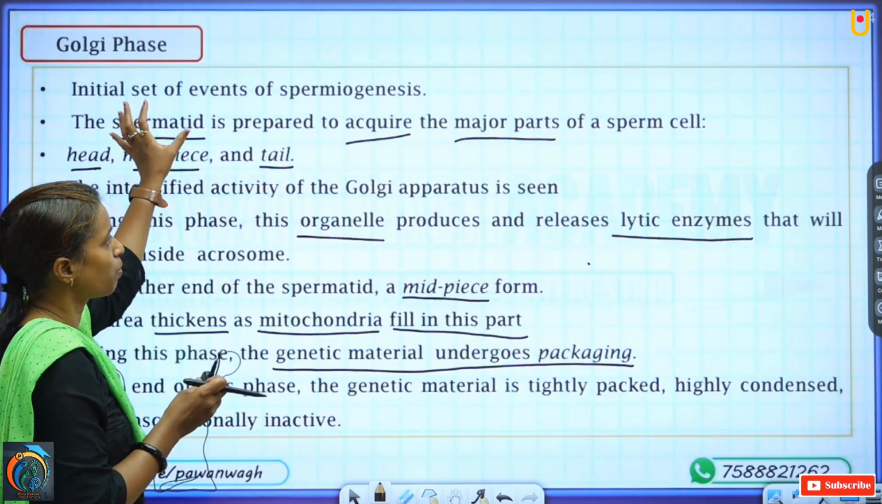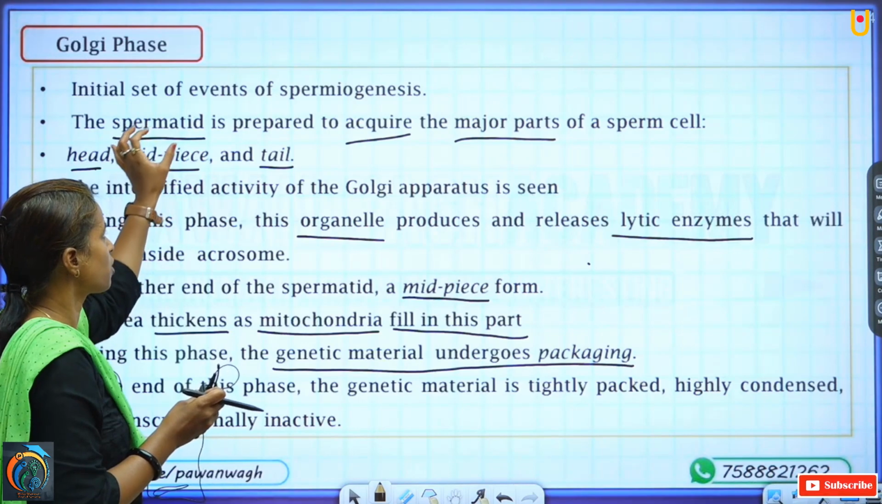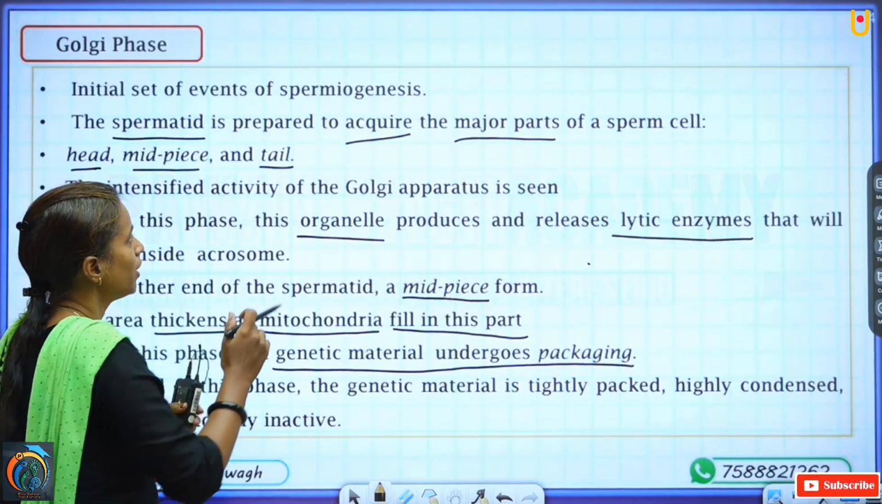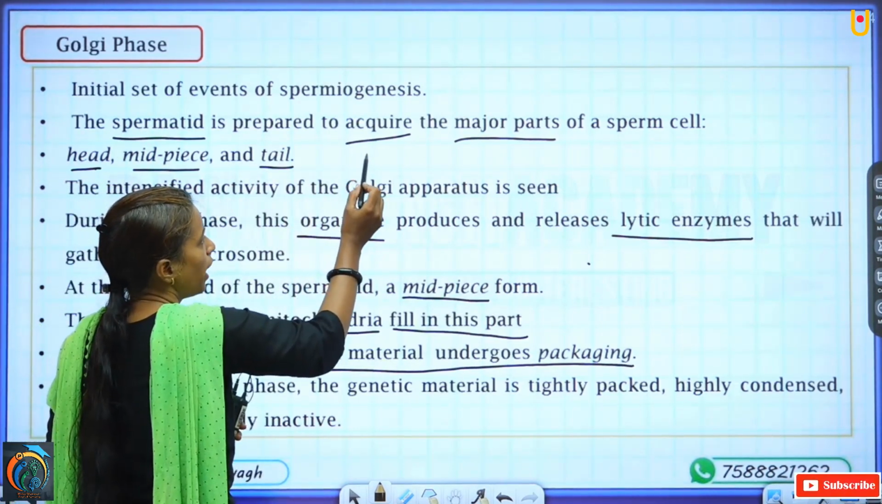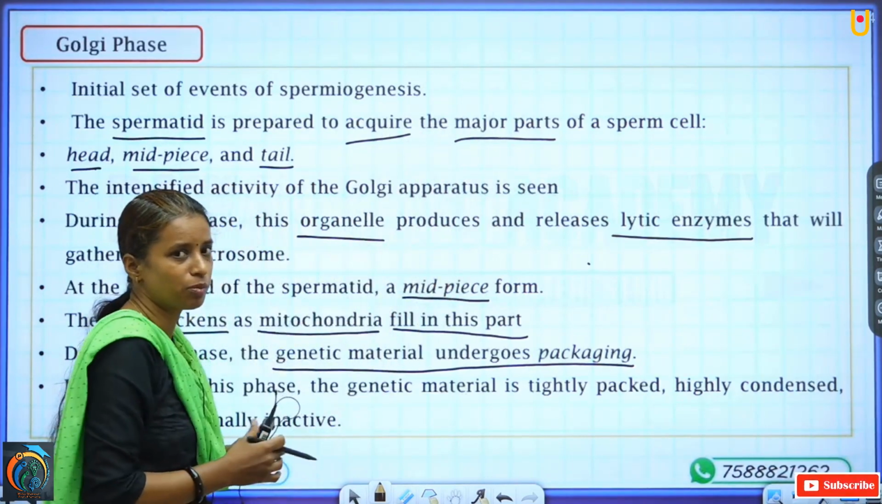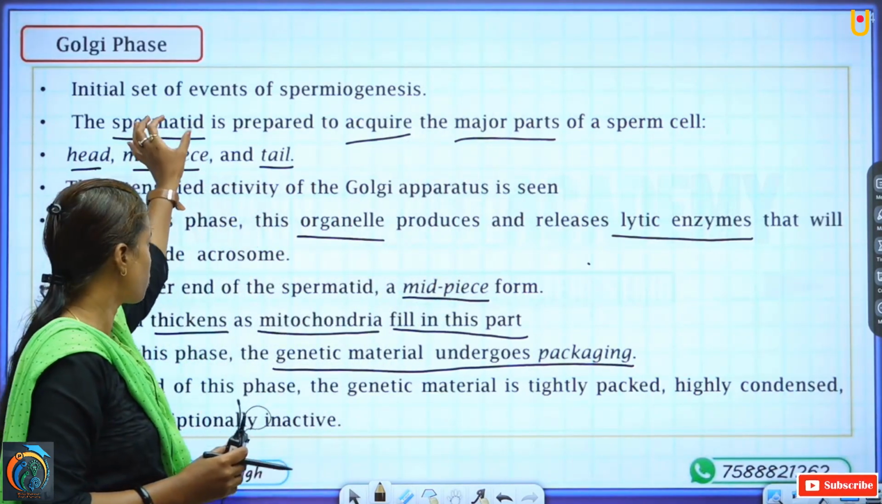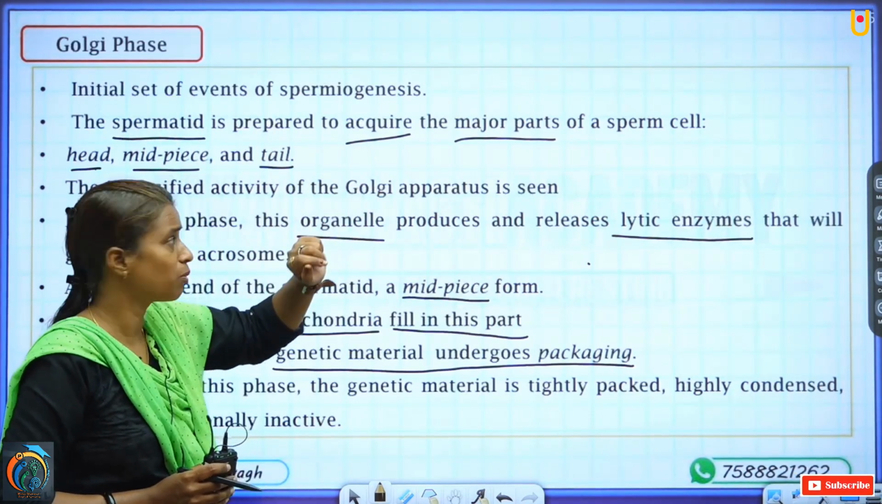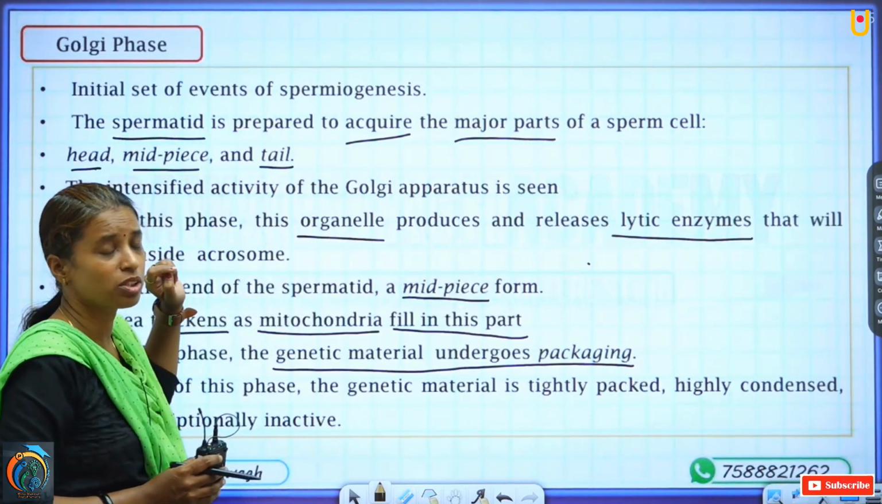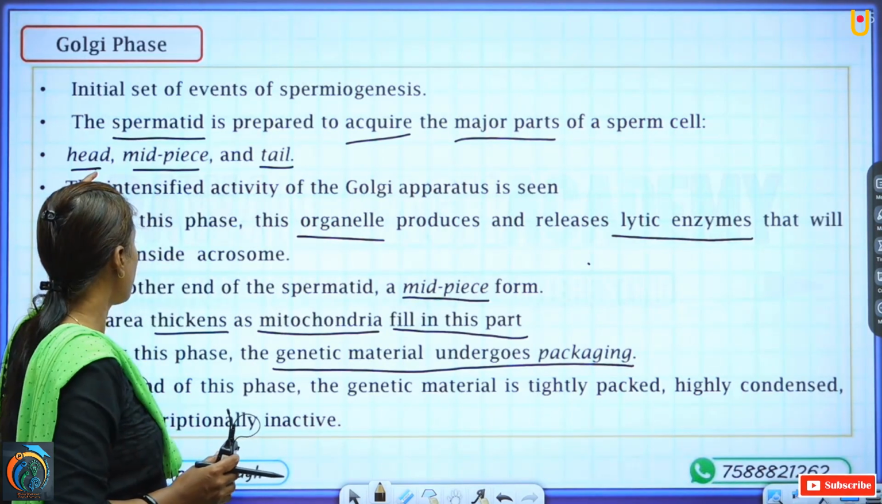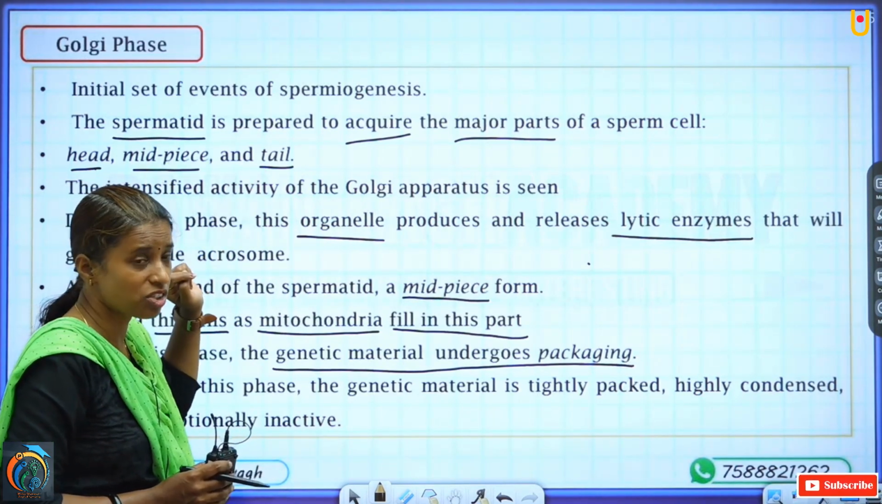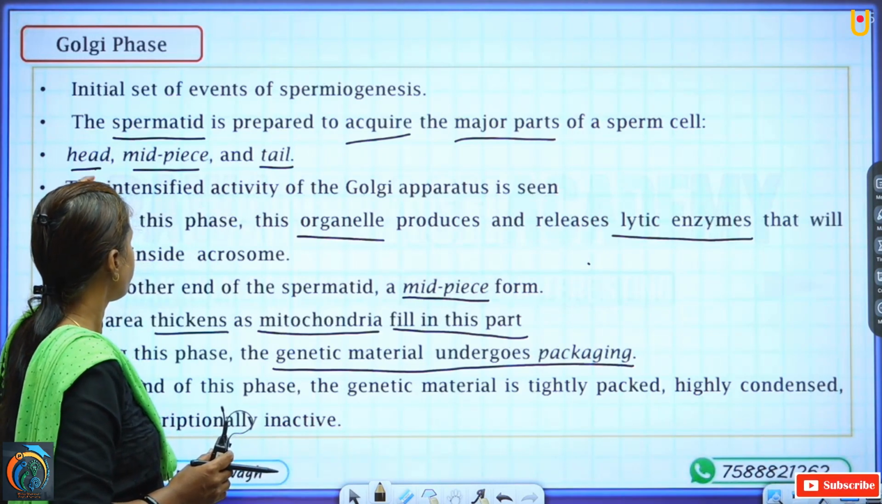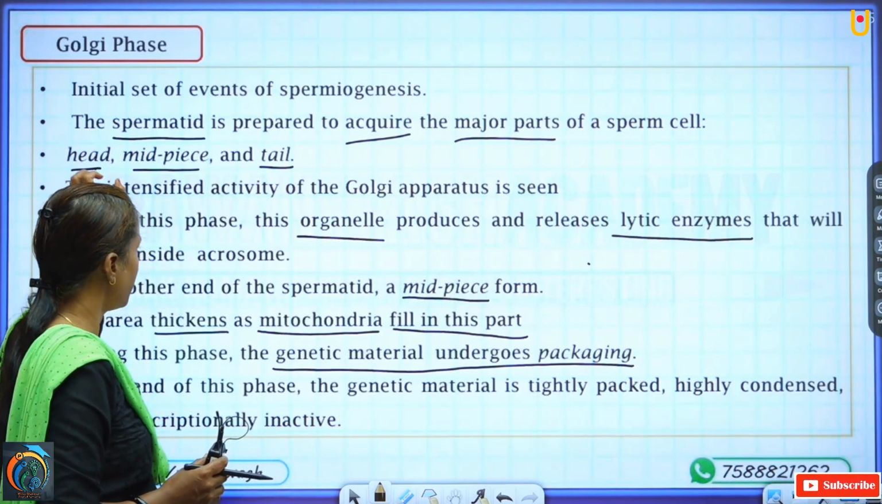The changes in spermatids are going on. The spermatids, what are they doing? They are preparing to acquire major parts of sperm cells. And which are those major parts which we have seen? That are head, midpiece, tail region. And now what happens in the head region?